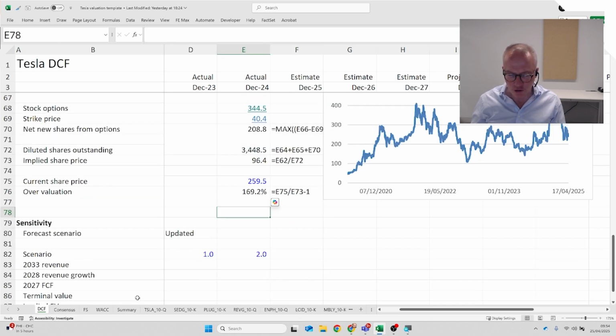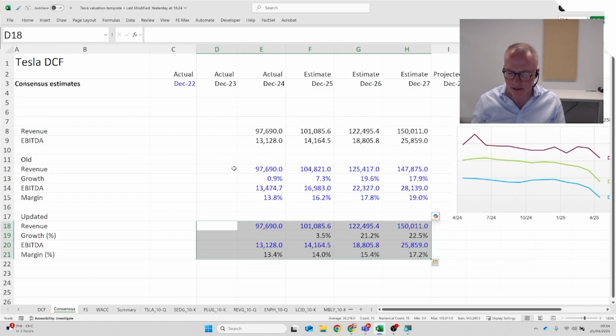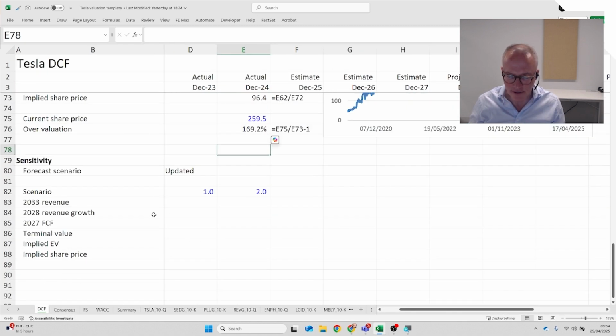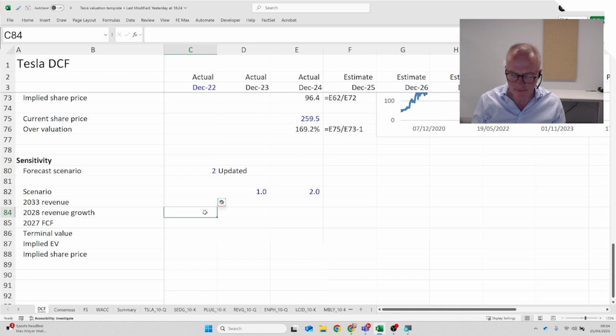Now, I have got two sets of consensus estimates here, and I'm currently taking the new consensus estimates. So these are using the new consensus estimates there. And I could always do a little scenario here. I've done a little scenario where I can take the numbers, but I'm just conscious of time. Well, let me just try this.